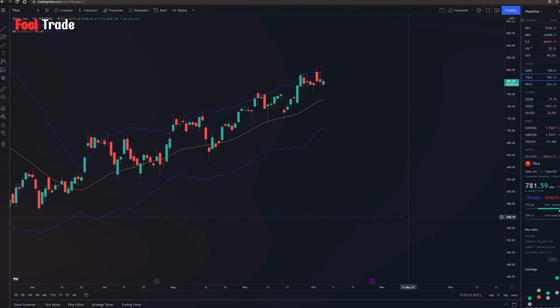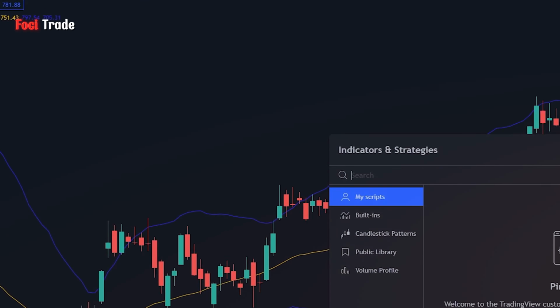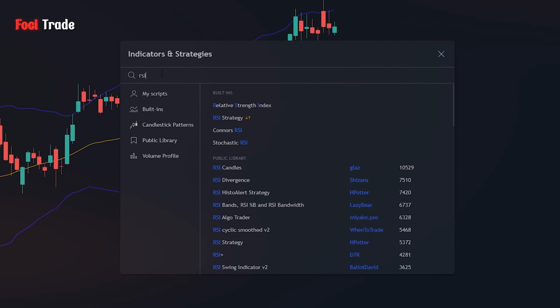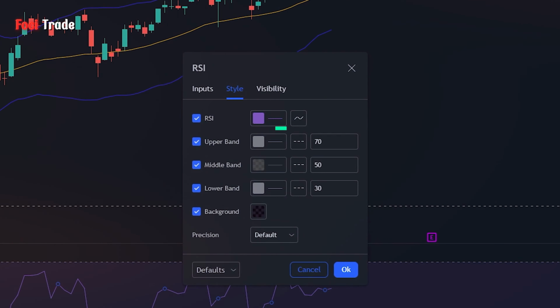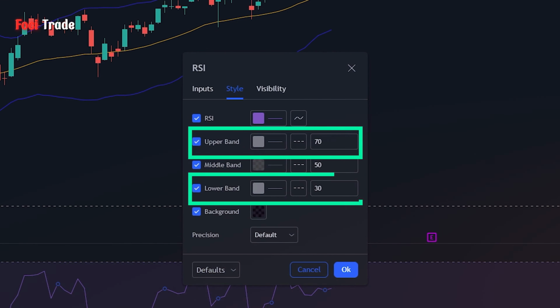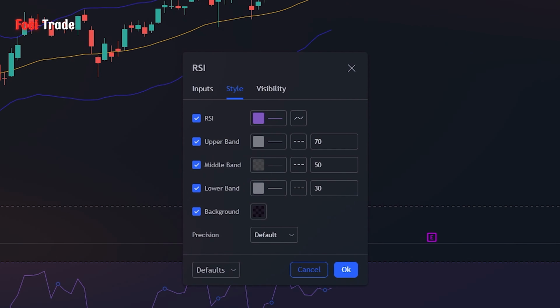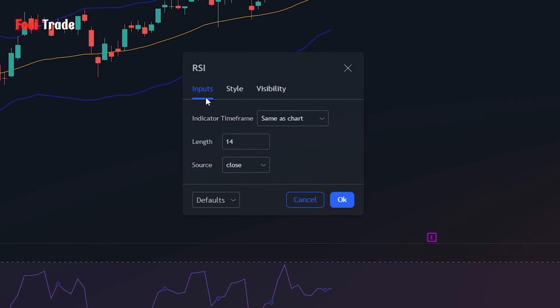Now let's add RSI. To do this, just go to your Indicators tab, type in RSI, and then click this top one that says Relative Strength Index. Now that we have RSI added, let's modify the settings a bit. Make sure the upper band is set to 70 and the lower band is set to 30. Then the length is probably set to 14. For this specific strategy, we want it to be set to 13.